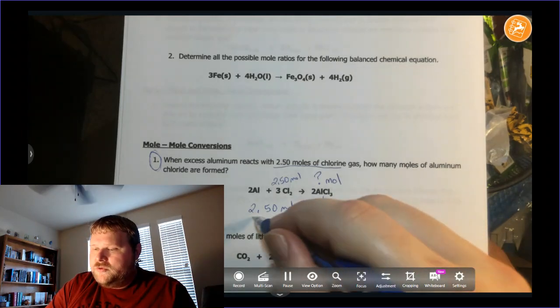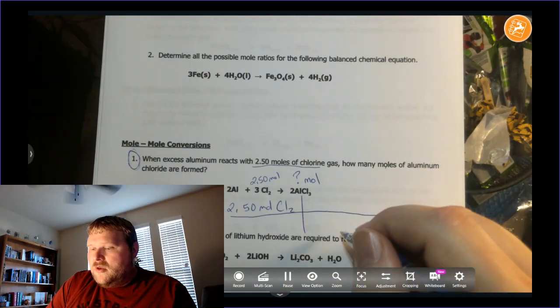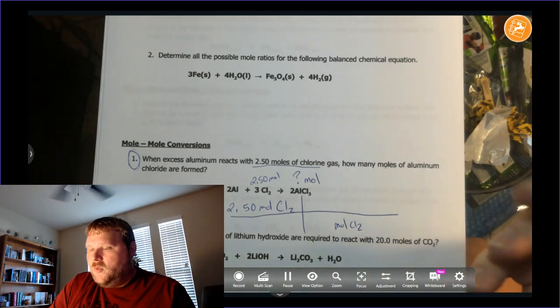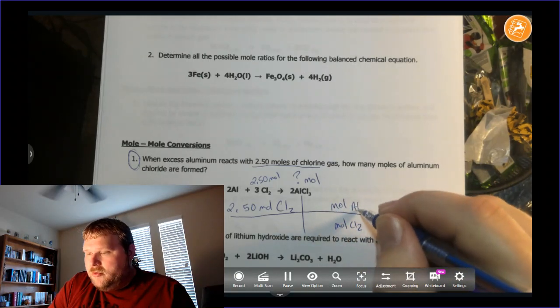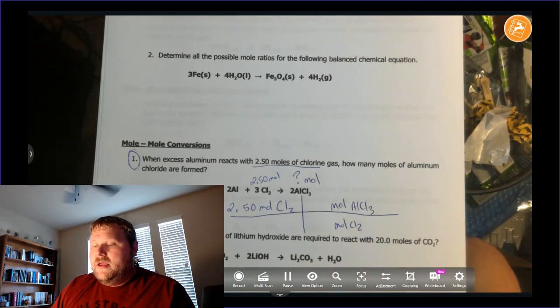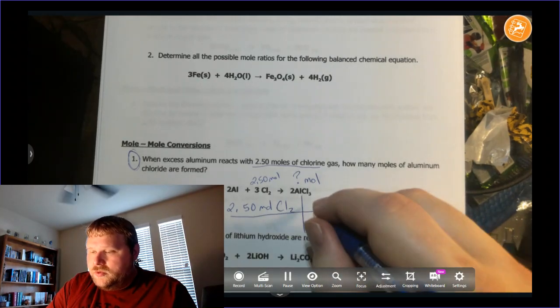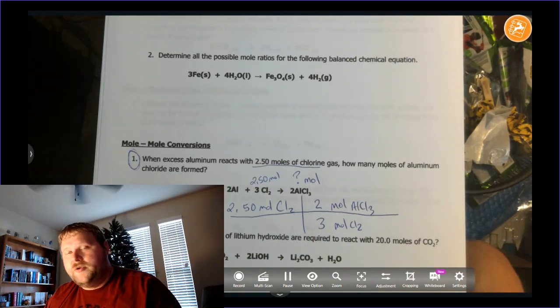And then I'll use the railroad tracks. Most other teachers use railroad tracks. And then we are converting out of moles of chlorine. So on the bottom, we've done dimensional analysis all year. And we're going to aluminum chloride. And now the numbers will come from our coefficients. Aluminum chloride is 2 and chlorine is a 3. So that is a 2:3 ratio.